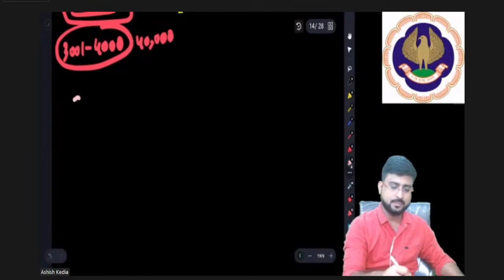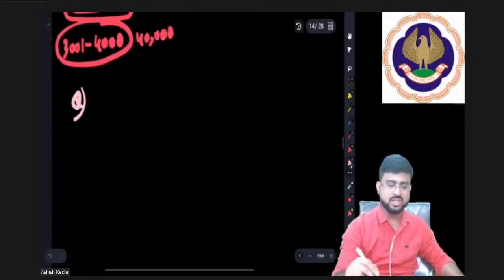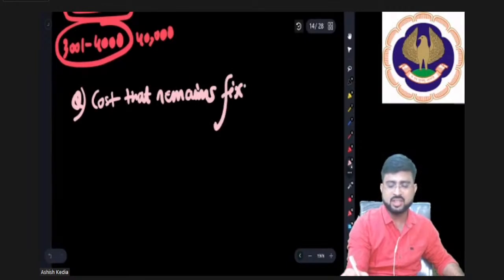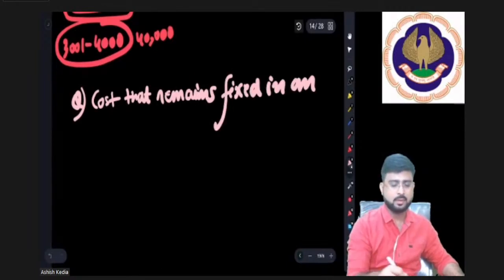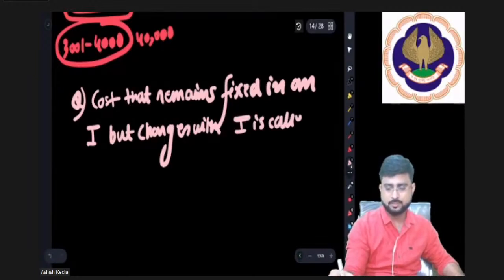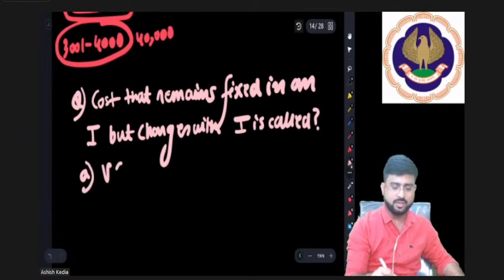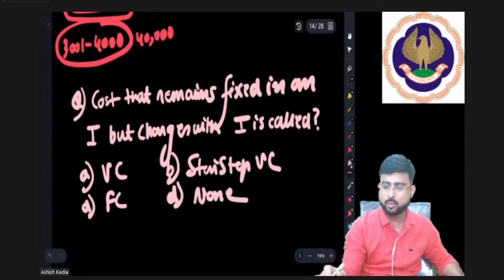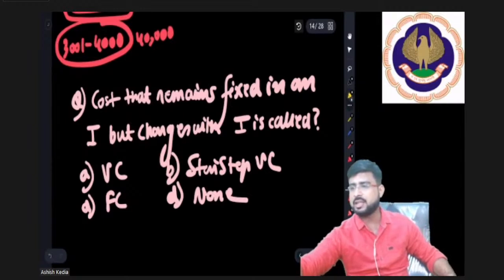Okay. So the question is: a cost that remains fixed in an interval but changes with the interval is called A, variable cost, B, stair-step variable cost, C, fixed cost, D, none. What do you think is the correct one? Come on everybody.